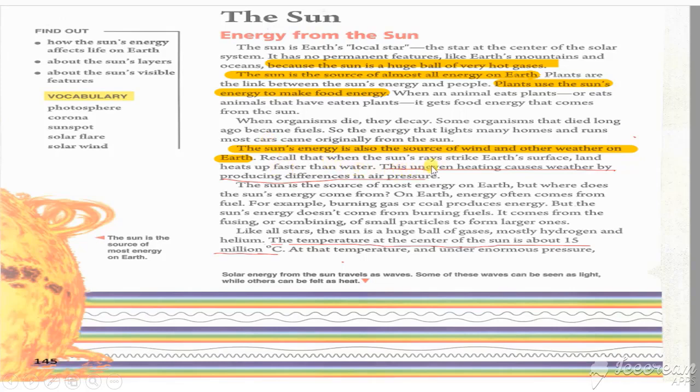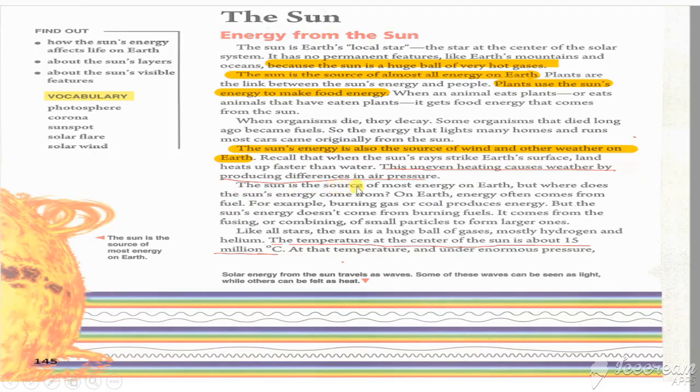Recall that when the sun's rays strike Earth's surface, land heats up faster than water. This uneven heating causes weather by producing differences in air pressure. The part underlined in red color is just for your information, don't memorize.